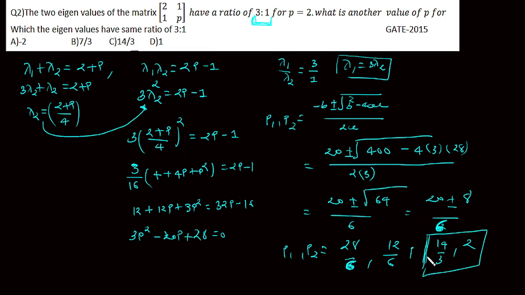We got two values. P equal to 2 is already given in the question. Here one value is given and they are asking about the another value of p such that this matrix has still the same ratio of these eigenvalues in the form of 3 to 1. So we have found out another value of p, which is 14 by 3. So option C is the correct one.